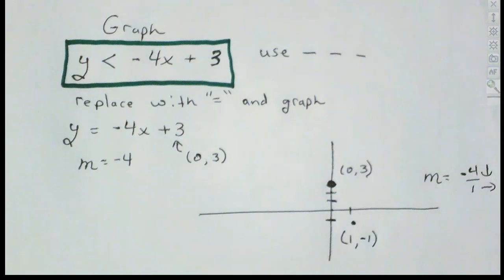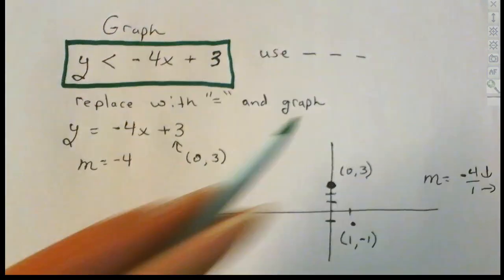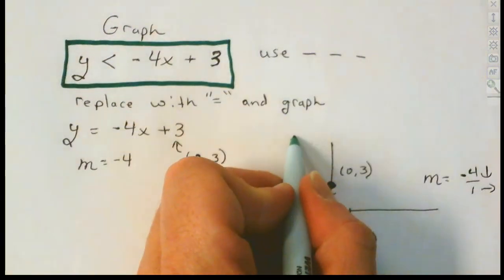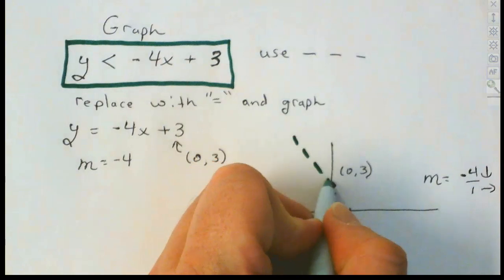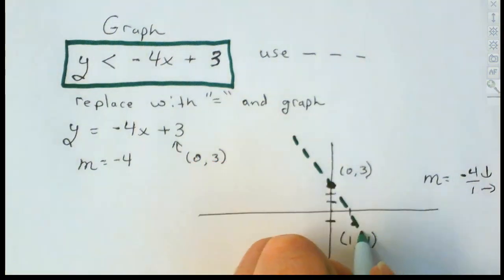Now, what's the difference between this and what we've done in 2.3? Sorry, in 2.3 and 2.2, when we graphed these, we just connected them together and we were done. This one, though, has an extra step. So we already know from the very beginning that we're going to be using a dotted line. So instead of a solid line, we're going to connect these together with a dotted line.